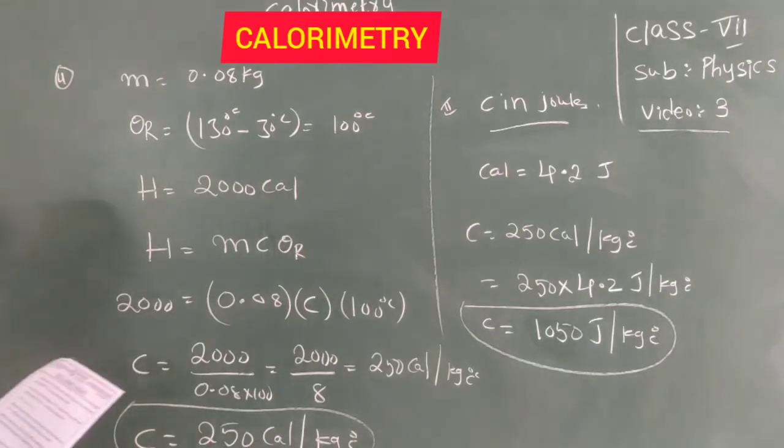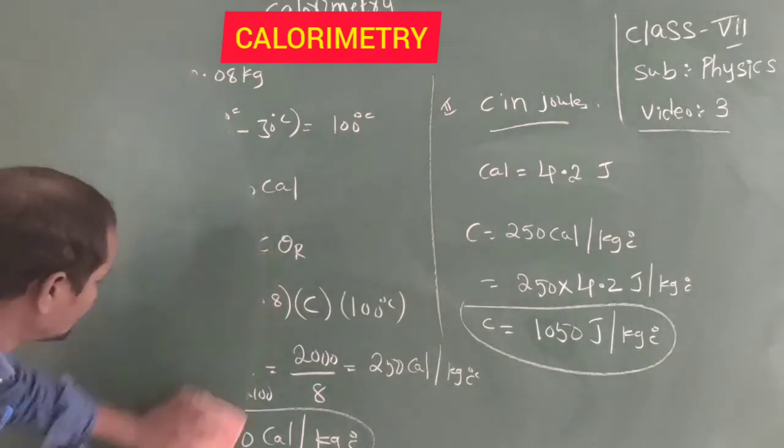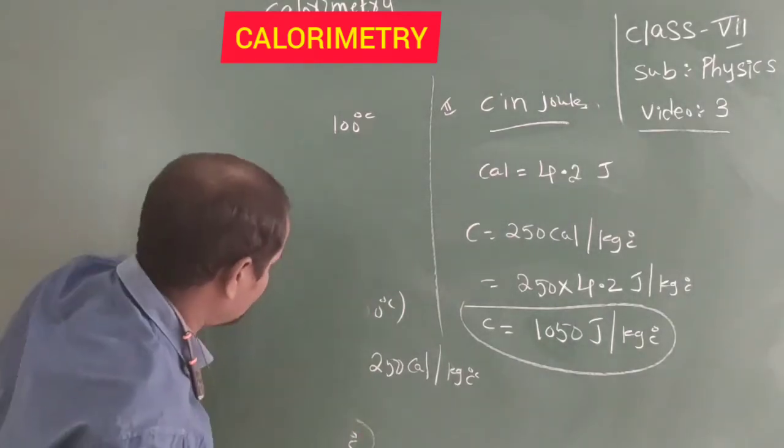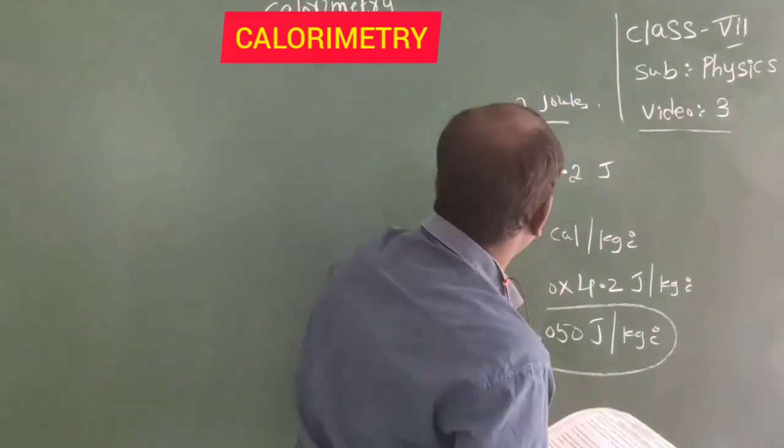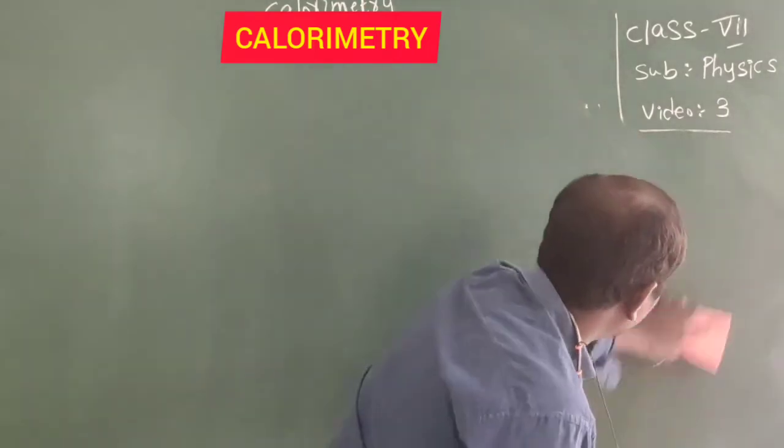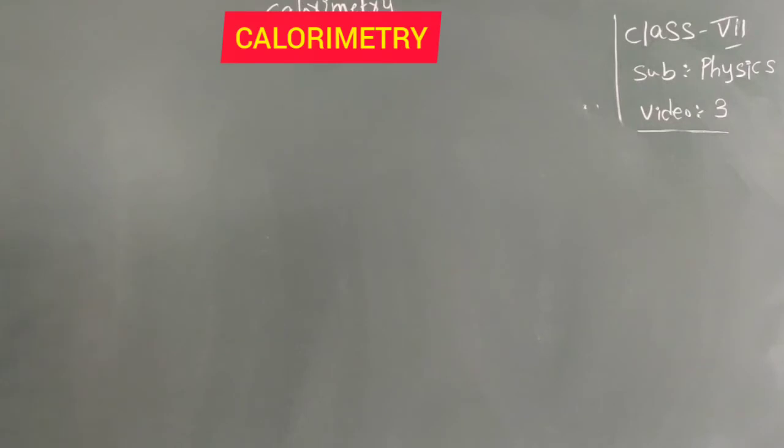Next, question number 5. Question number 5. So a body of mass equal to 0.5 kg.